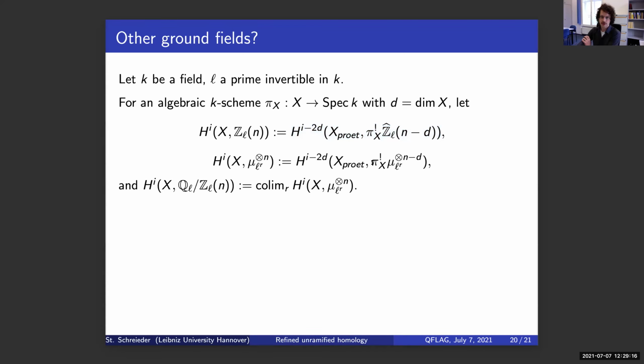Okay, and then for finite coefficients, I write here also pro-étale, but for finite coefficients, I could as well just take the étale site of X and also apply the upper shriek to mu_l^{⊗r} tensor n minus d. So this one is more classical. Okay, and then the cohomology of Q_l/Z_l twisted by n is defined as usual as the direct limit of these cohomologies with finite coefficients. Okay, so what is written here is Borel-Moore homology, and they work exactly as Borel-Moore homology in the analytic case. So they have pullbacks for étale maps of the same dimension. They have push forwards for proper maps. There is a cycle class map, and so on.